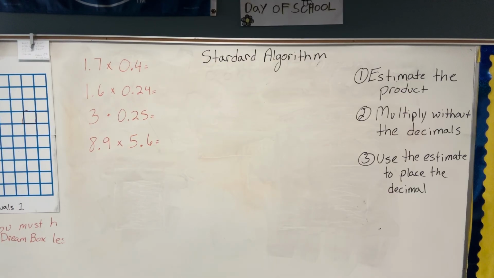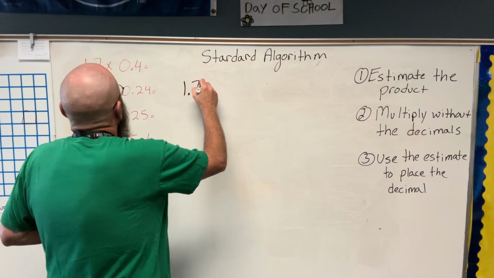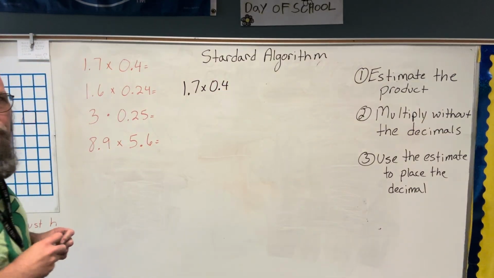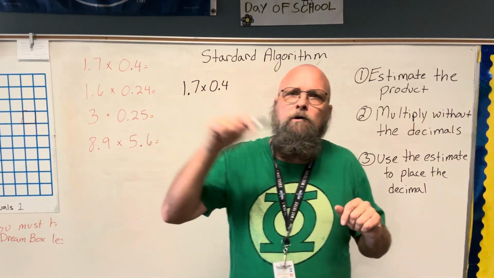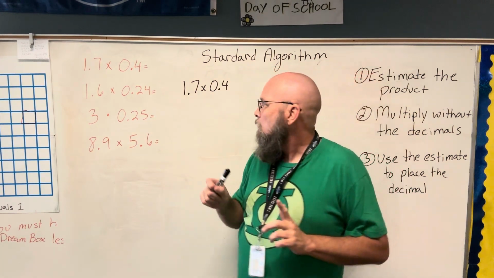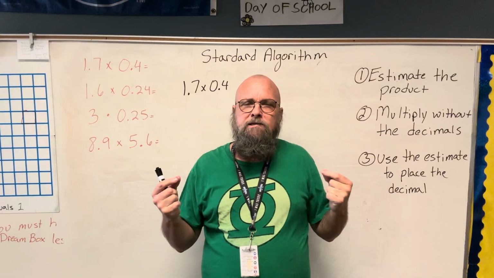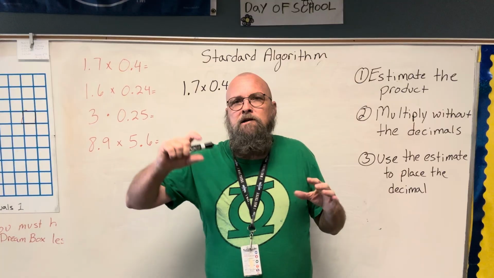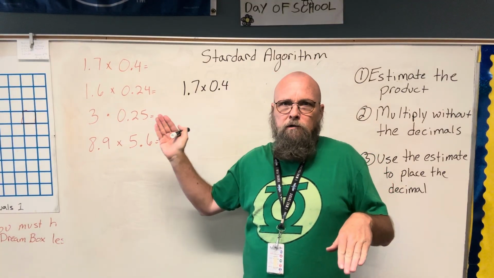Let's start with 1 and 7/10 times 4/10. Now, before we begin, let's think back to what we learned in multiplication. You probably think, and maybe your teacher didn't phrase it this way, that when you're multiplying, your product is always going to be bigger than your factors, the numbers you start with.